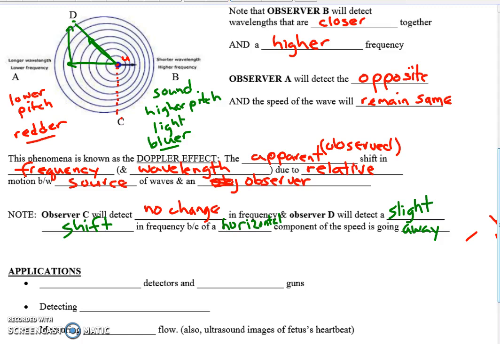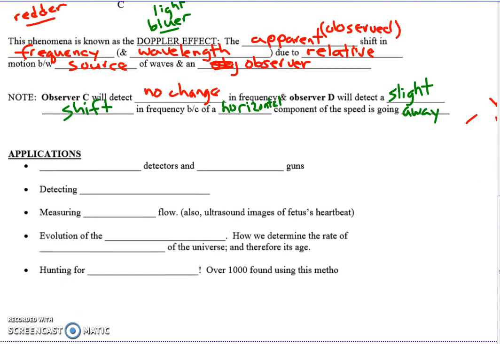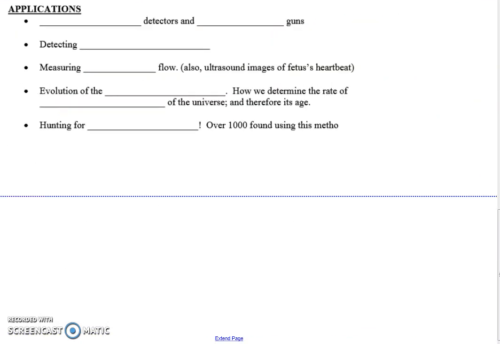All right, so let's finish up with some applications here. I'll just talk about them now, and we can go into greater detail in class if you want. Applications that you may have run into: radar detectors and speed guns.